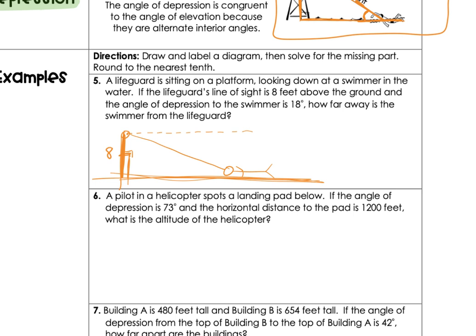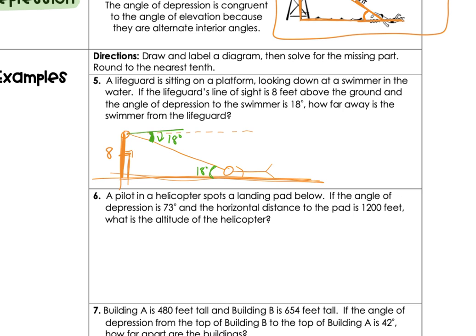Where is the angle of depression? Okay, so you could do it from the swimmer because it's an angle of elevation that matches up with the angle of depression. But the actual angle of depression is eye level looking down. So this angle right here, that's your angle of depression. But it's also the same as this angle because those are alternate interiors, okay? So you can call this 18 degrees, which means you could call this 18 degrees.